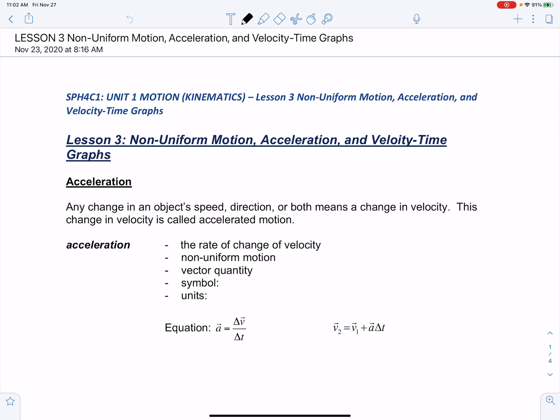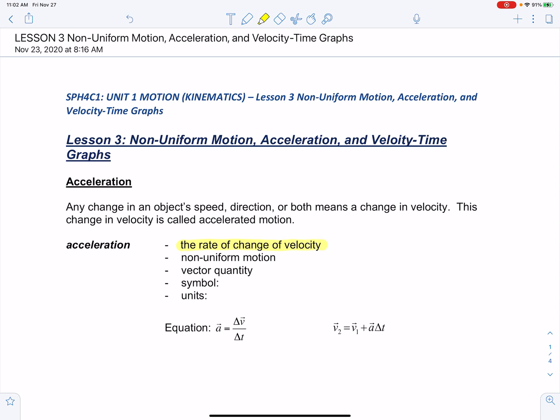Lesson 3, Non-Uniform Motion, Acceleration, and Velocity Time Graphs. Any change in an object's speed, direction, or both means a change in velocity. This change in velocity is called accelerated motion. Acceleration is defined as the rate of change of velocity.